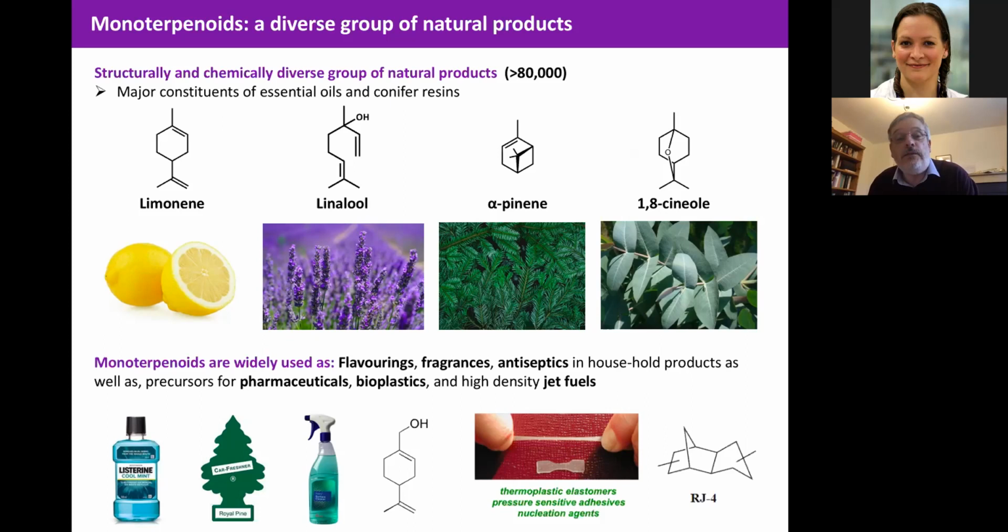Now, many of these monoterpenes have major industrial applications and are used widely, for example, as flavorings, fragrances, and antiseptics, and are also important precursors for pharmaceuticals, bioplastics, and fuels. And currently, they're obtained from either agricultural sources, which are subject to seasonal variation, crop yields, and use land that frankly could be better repurposed, for example, for producing food, or they're synthesized chemically, which in itself is a challenge given their overall complex structures and the existence of multiple stereo centers. And this drives up the cost of production and purification of the desired products.